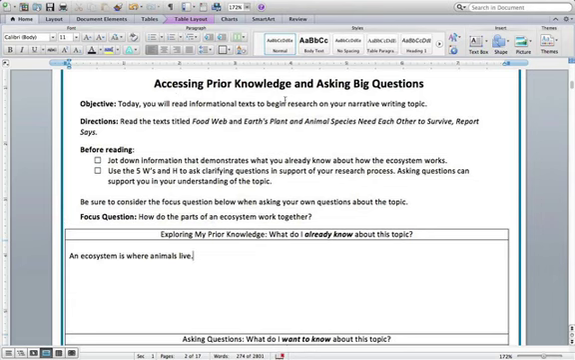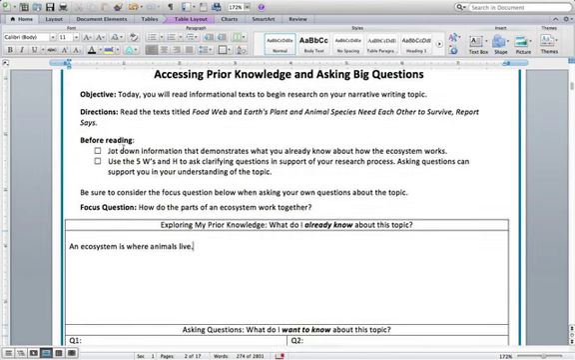Accessing prior knowledge and asking big questions. Objective. Today, you will read informational text to begin research on your narrative writing topic. Directions. Read the text titled Food Web and Earth's Plant and Animal Species Need Each Other to Survive, report says. Before reading, jot down information that demonstrates what you already know about how the ecosystem works.